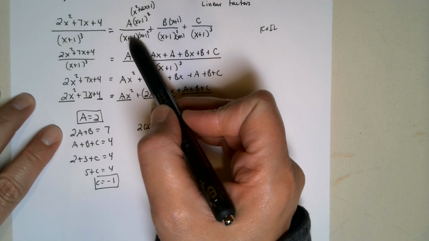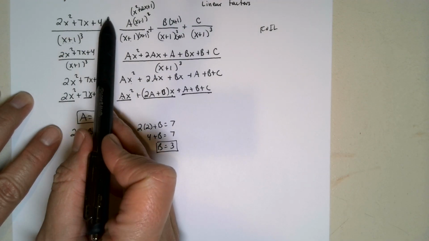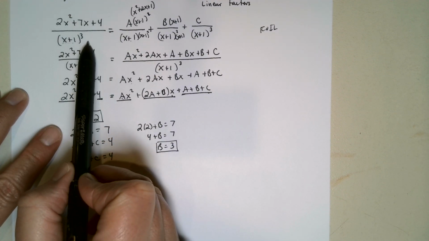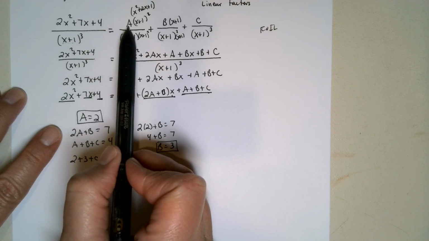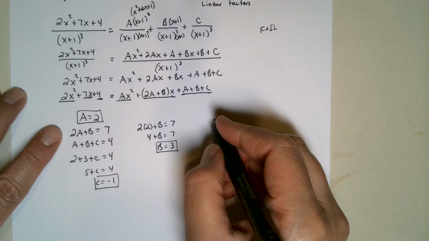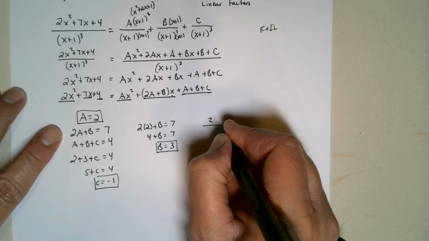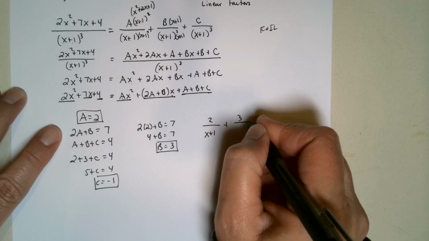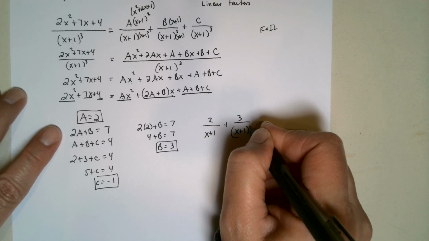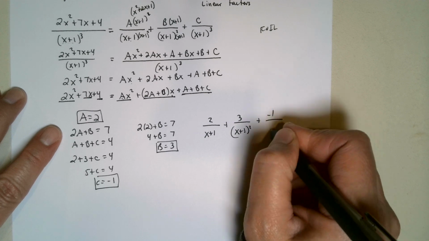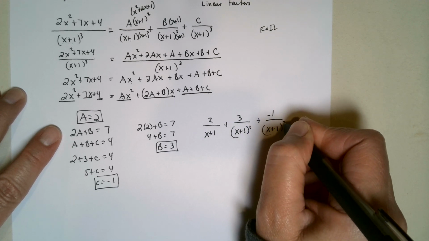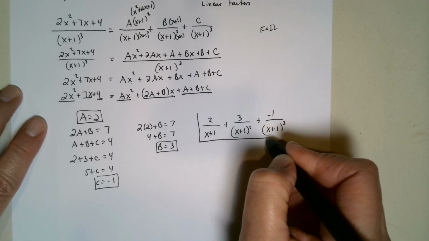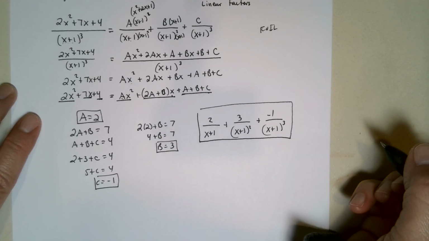We were looking for the 3 fractions that were used to add together to come up with our expression here. So I need to go back and I need to put my a, b, and c in. My answer would be 2 over x plus 1 plus 3 over x plus 1 squared plus negative 1 over x plus 1 cubed. Now you could say minus 1. And so these are the 3 fractions that you can add together.